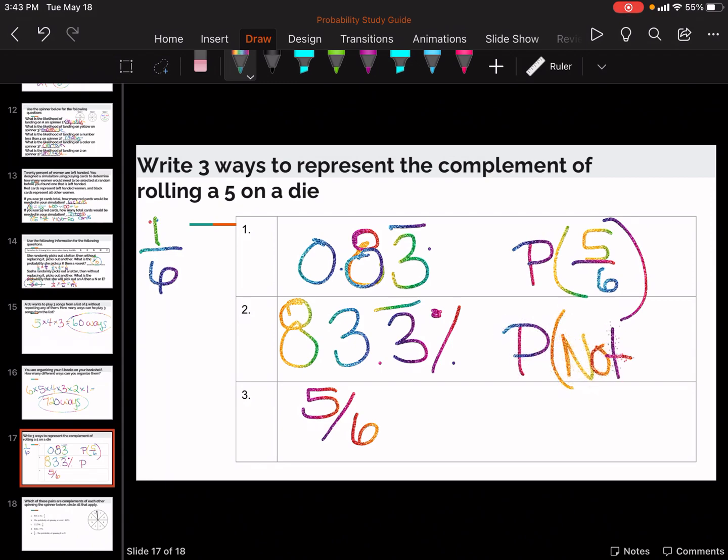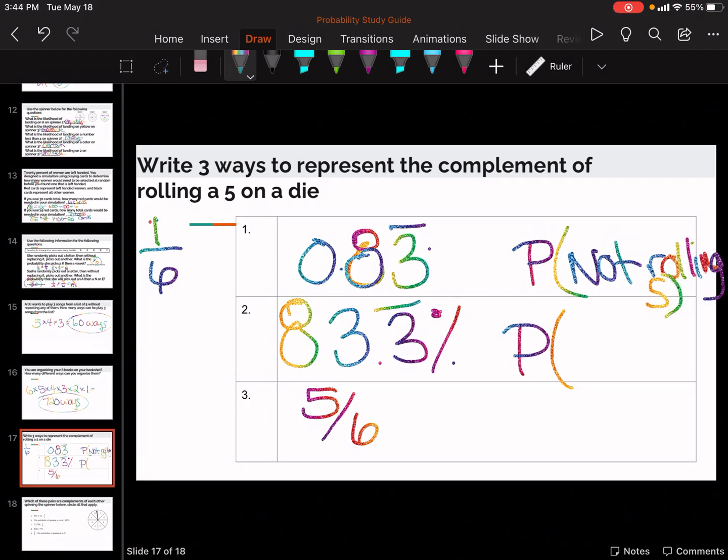or you could write the probability of not getting a 5, or the probability of not rolling a 5, or you could say rolling a 1 through a 4, or a 6. Okay, any of those would be the complement.